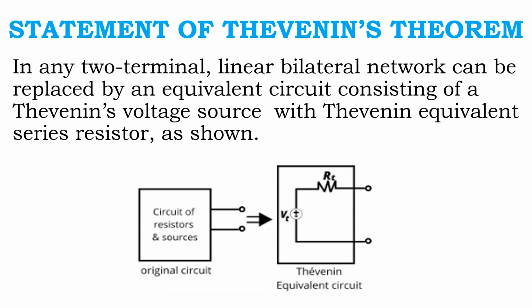First, we will see the Thevenin theorem. Any two terminal linear bilateral network can be replaced by an equivalent circuit consisting of a Thevenin voltage source with a Thevenin equivalent series resistance as shown in the figure. Here you can see the original circuit consists of n number of sources and n number of resistances or any passive elements. It can be replaced with a single voltage source called Thevenin voltage and a single resistance called Thevenin resistance. This we will see in detail in the problem session.